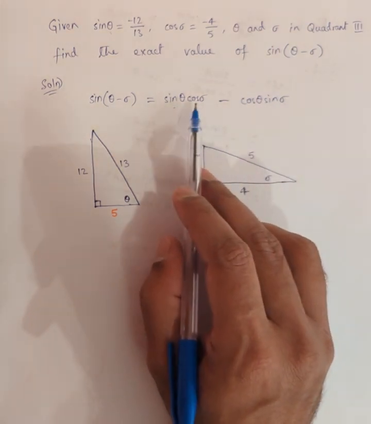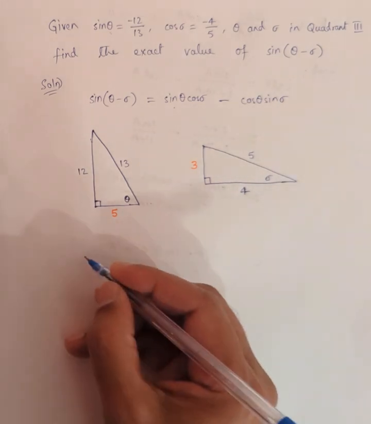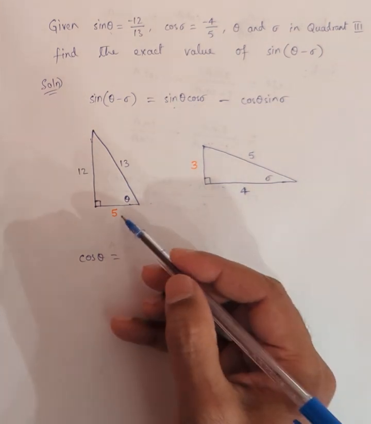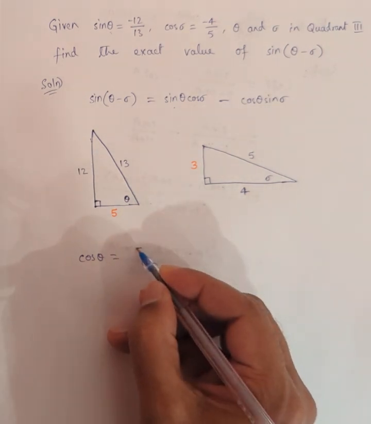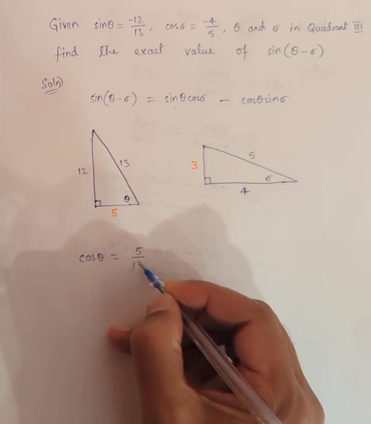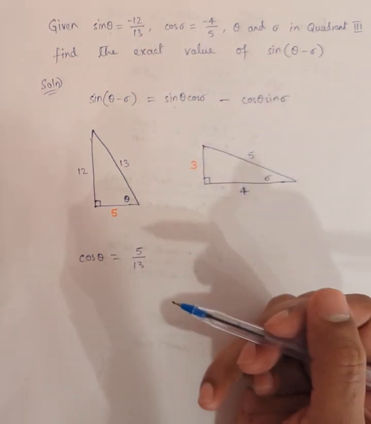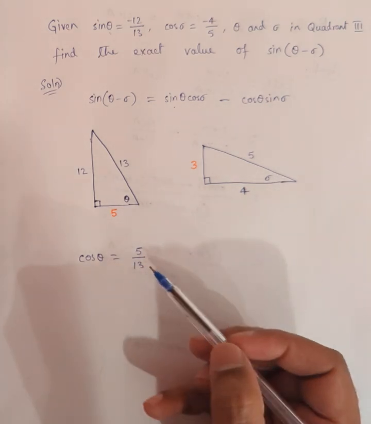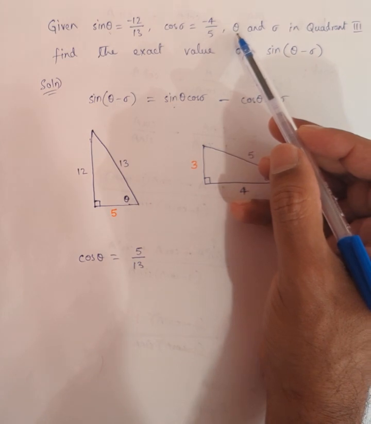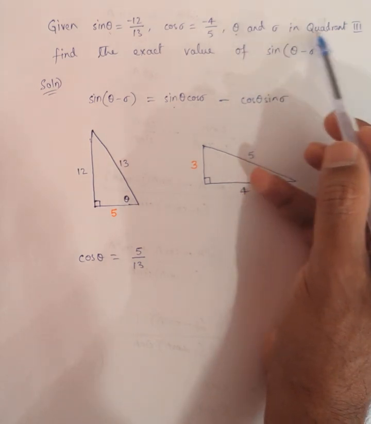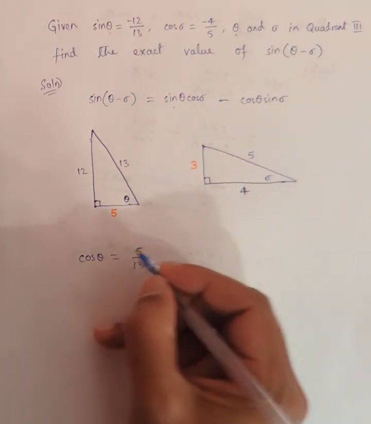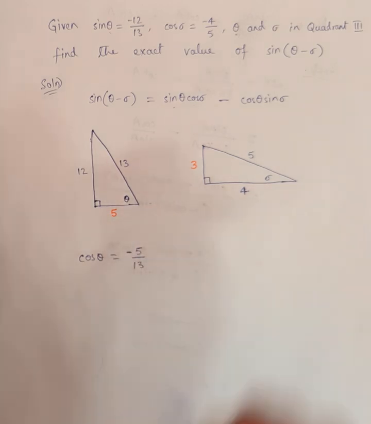Sine theta and cos sigma are already given to us. So let's go ahead and try to find cosine theta. If you look at this triangle, cosine theta would be 5 over 13. But we have been ignoring the negative sign. So this could be either positive 5 over 13 or negative 5 over 13. How do you decide? You decide based on where theta is. Theta and sigma are in quadrant 3. So in quadrant 3, cos theta is negative. So that's going to be negative 5 over 13.